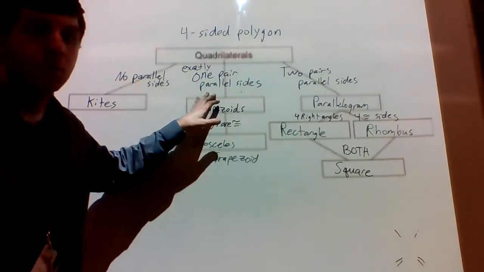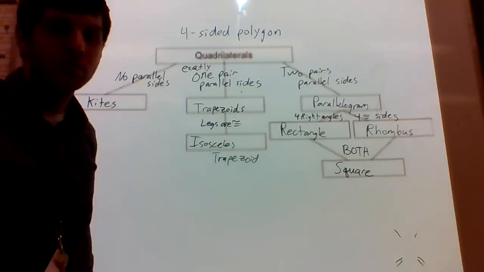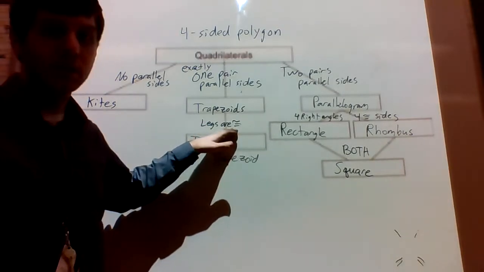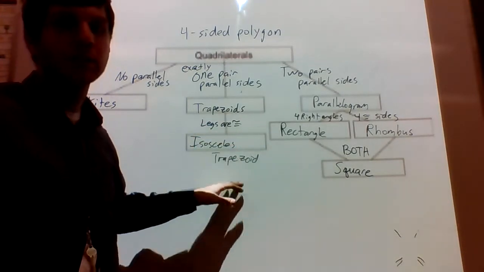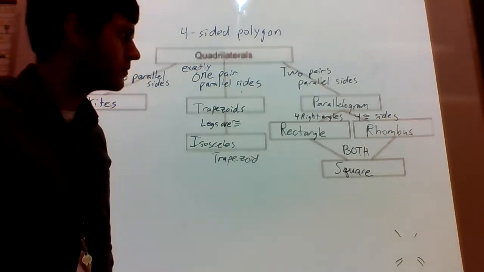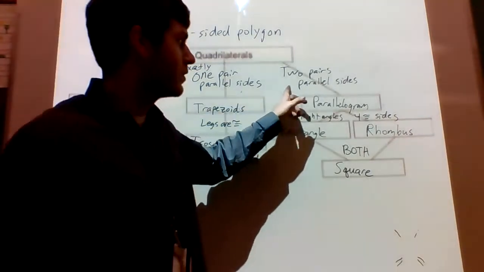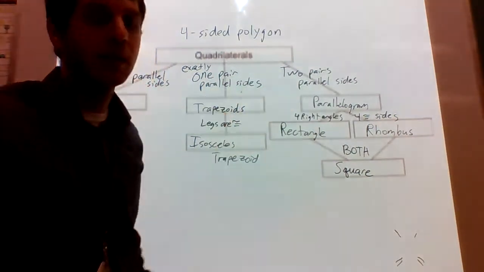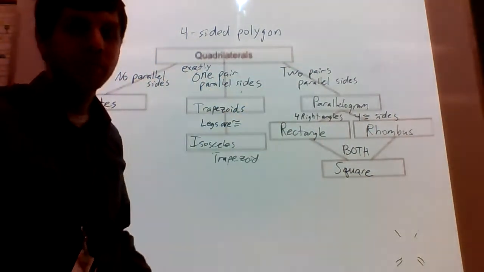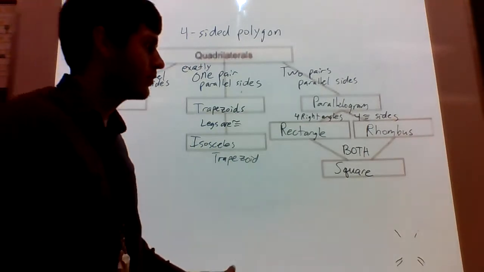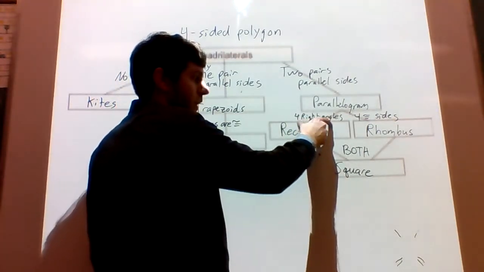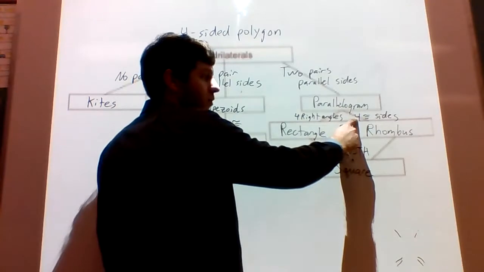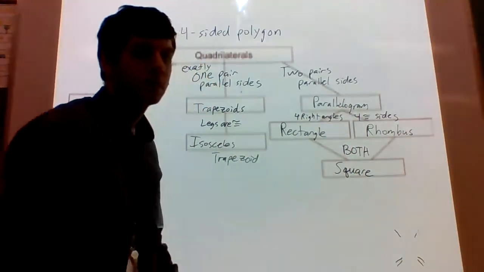Exactly 1 pair of parallel sides, we have trapezoids. Under trapezoids, if the legs are congruent, we can have isosceles trapezoids. A quadrilateral with 2 pairs of parallel sides is a parallelogram. If all 4 angles are right angles, we have a rectangle. If all 4 sides are congruent, we have a rhombus.